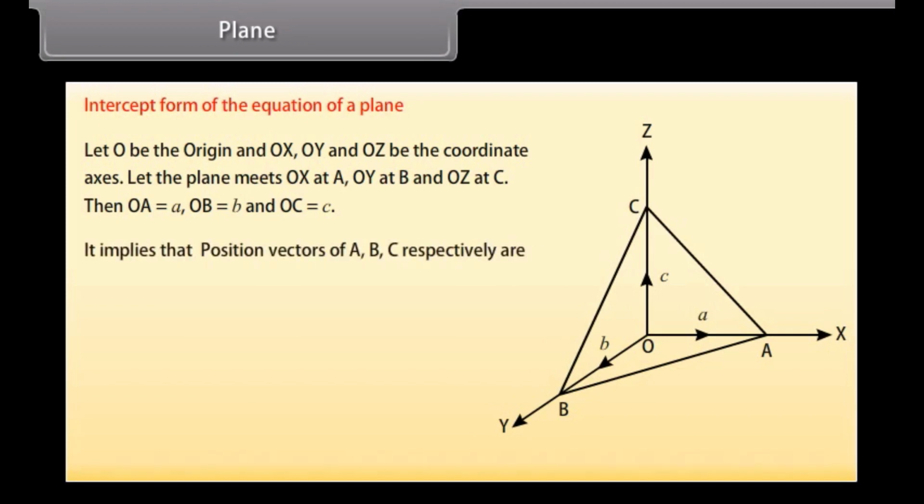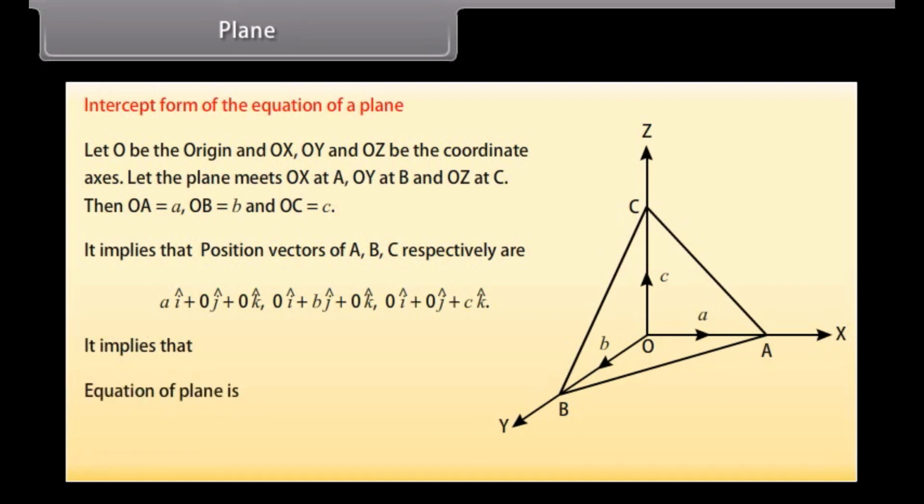It implies that the position vectors of A, B and C respectively are a i cap plus 0 j cap plus 0 k cap, 0 i cap plus b j cap plus 0 k cap, and 0 i cap plus 0 j cap plus c k cap. It implies that the equation of the plane is x by a plus y by b plus z by c equals 1.